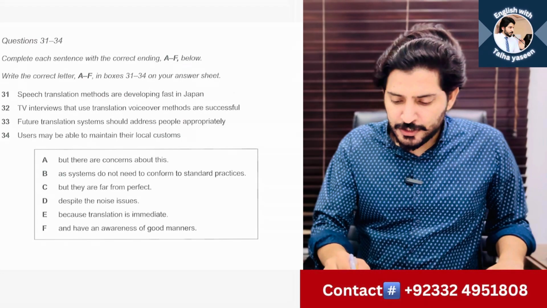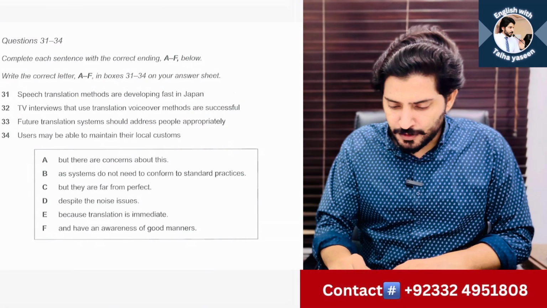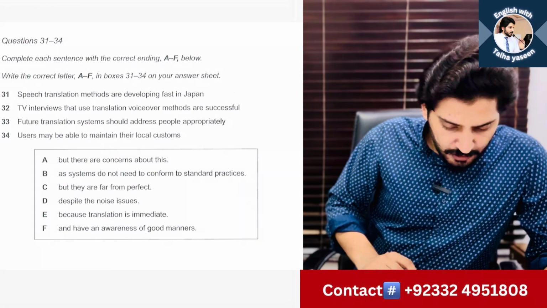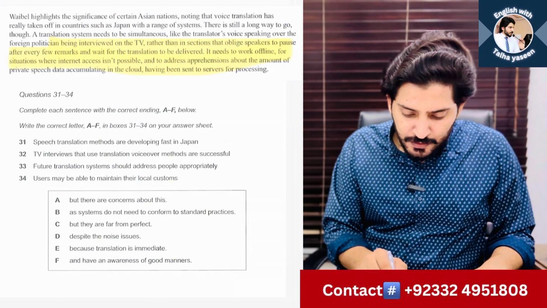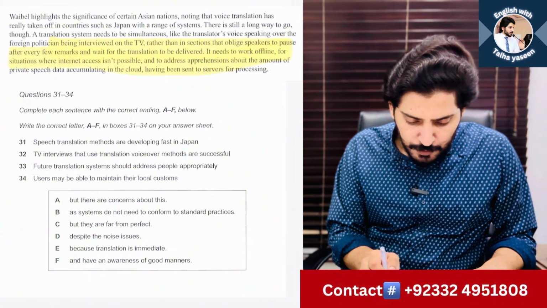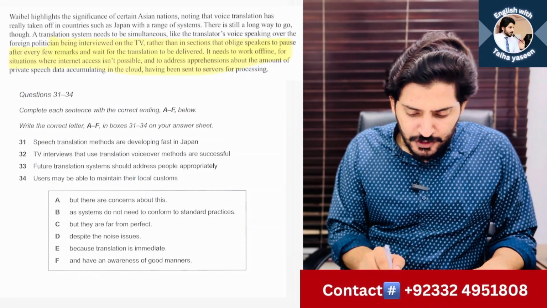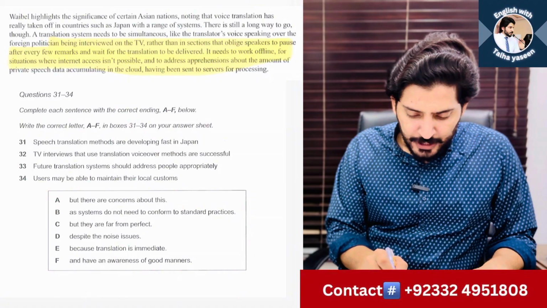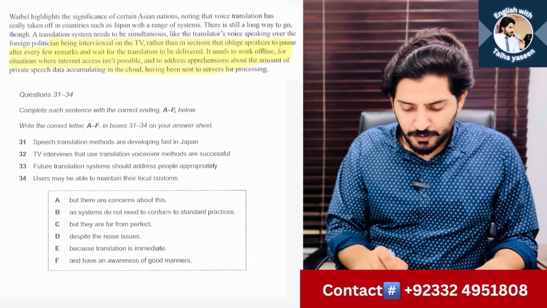32. TV interviews that use translation voiceover methods are successful. Let's look at TV translator. Yes, in the same passage, translation system needs to be simultaneous, like translator's voice speaking over the foreign politician being interviewed on the TV, rather than in sections that oblige speakers to pause after very few remarks and wait for the translation to be delivered. It needs to work offline for situations where internet access isn't possible, and to address apprehensions about the amount of private speech data accumulating in the cloud, having been sent to servers for processing.